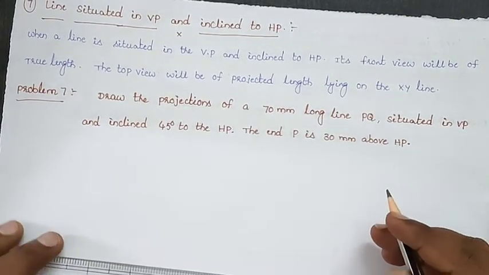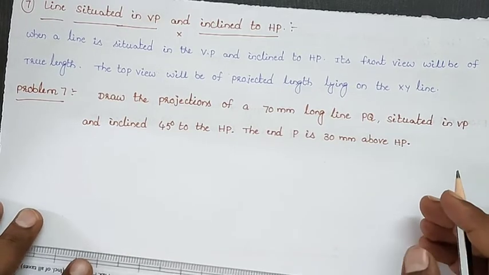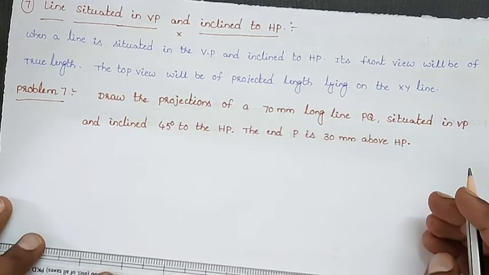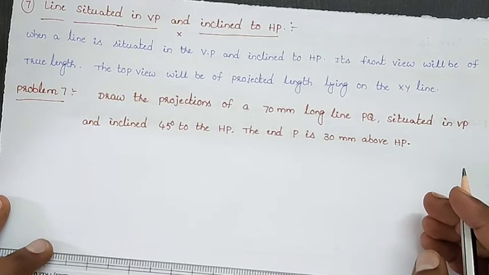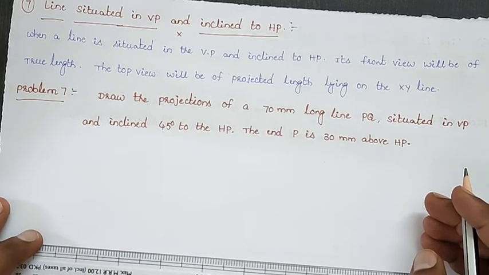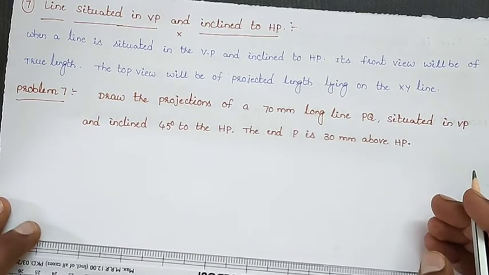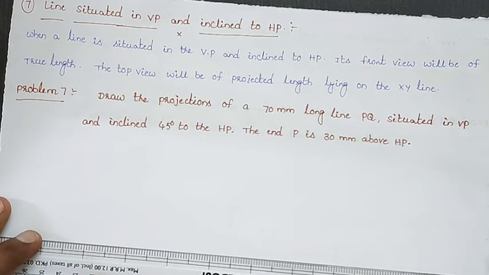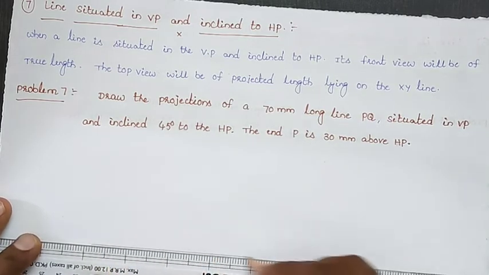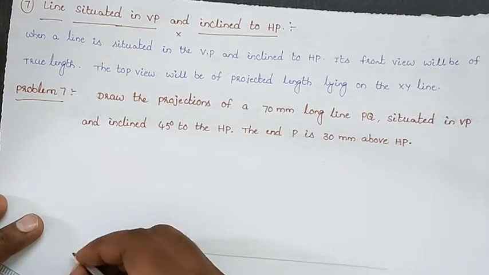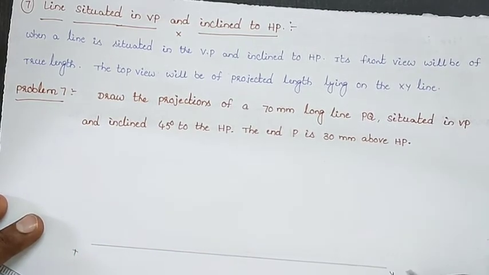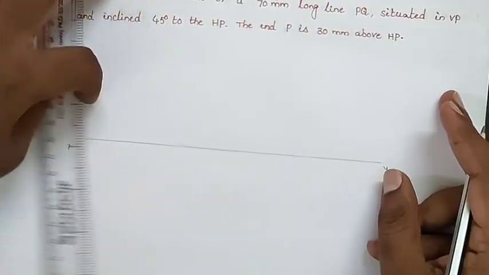Draw the projections of a line PQ, 70 mm long, situated on VP and inclined at an angle of 40 degrees to the HP. The end P is 30 mm above the HP. So first of all I am drawing the reference line XY. After drawing the reference line, we will draw the end projector.